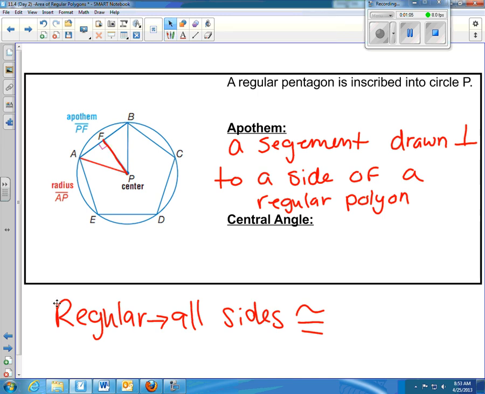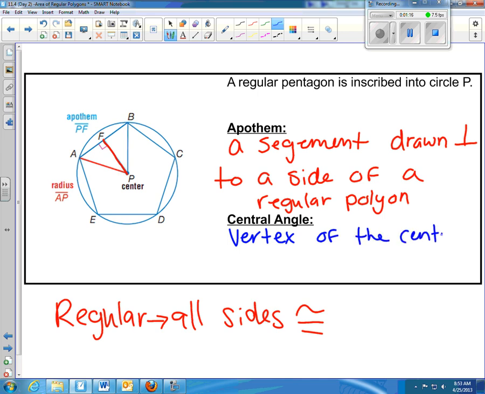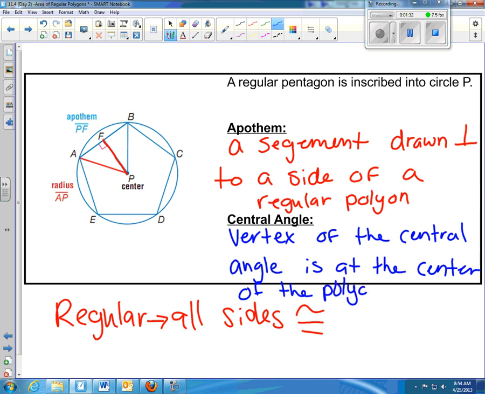Then we have something called a central angle. Central angle happens when the vertex of the central angle is the center of the polygon. And that should not be anything new to us. We learned it in chapter 10. We just didn't talk about how to find that actual central angle.